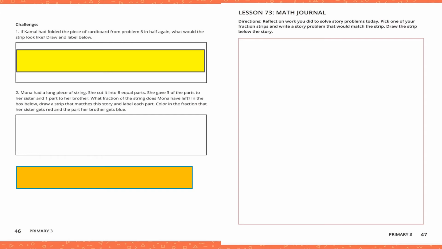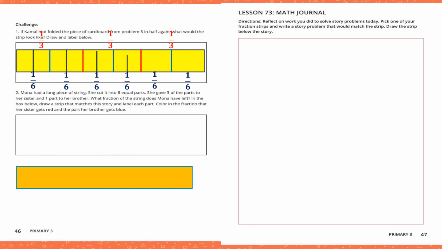One piece like this, and he divided it into thirds. So each part was a third. Then he divided each part of thirds into another half. So they became 6 parts. So each fraction now 1 over 6. Now he wants me to know if he folded the piece of cardboard into half again. I will take this 1 over 6 and fold it into halves again.